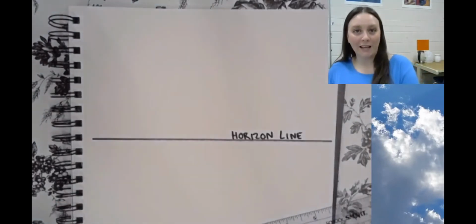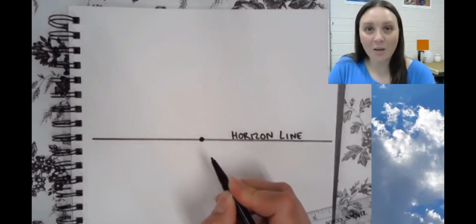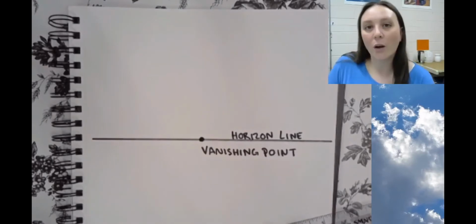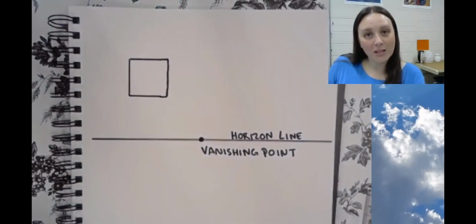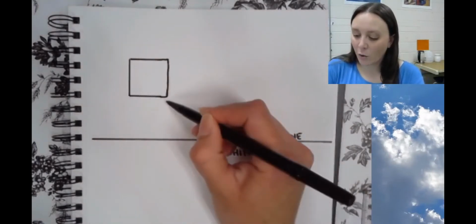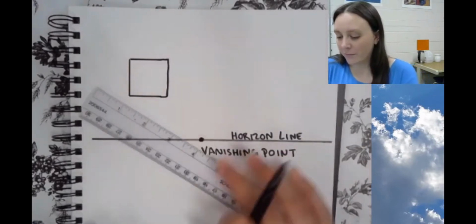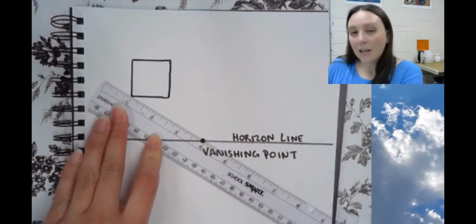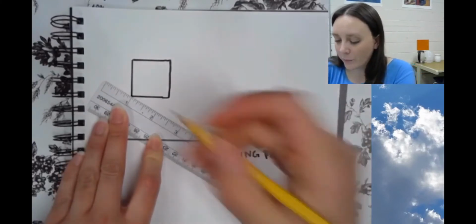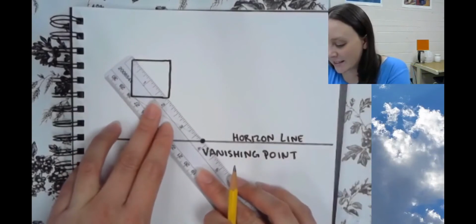All right, horizon line. And on the horizon line, you're going to put a point, and we're going to call this our vanishing point. Now we want to draw a square, all right, and we need to connect the corners to our vanishing point. So I've been doing this in marker. I'm going to quickly switch over to pencil, and you'll see why in a second.